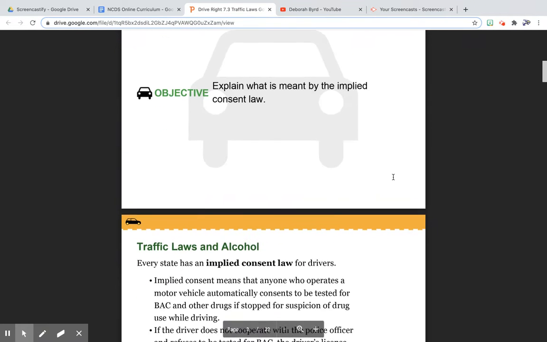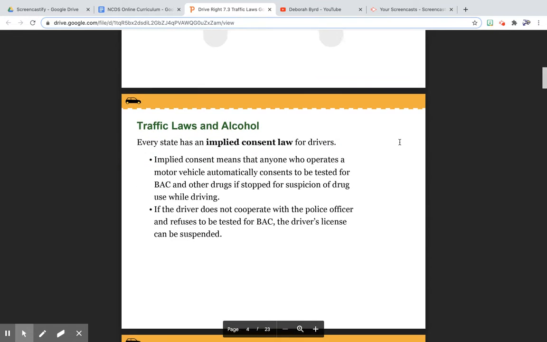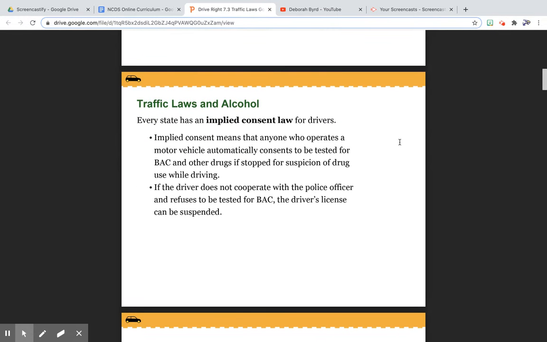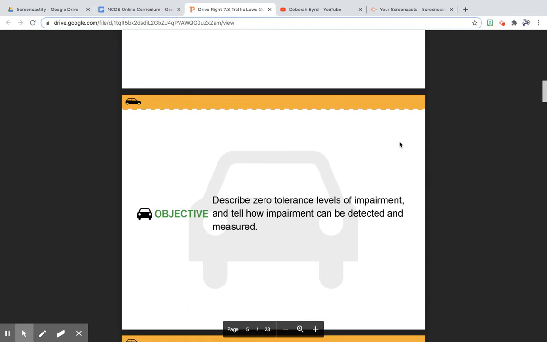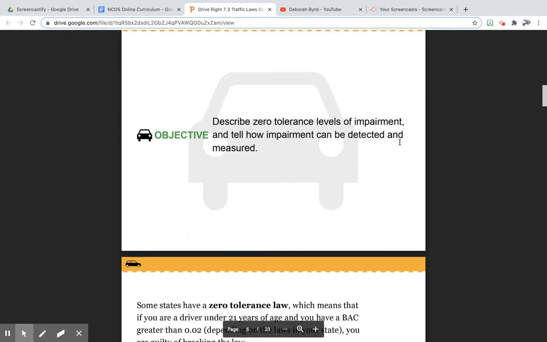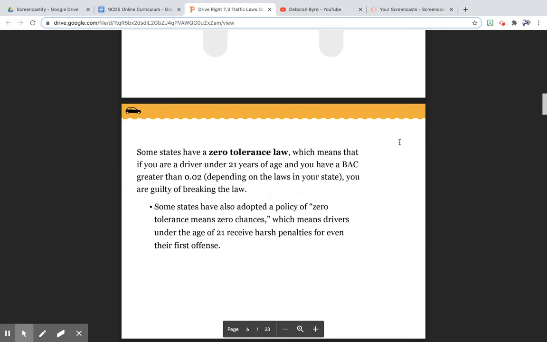What is meant by the implied consent law? Every state has an implied consent law for drivers. Implied consent means that anyone who operates a motor vehicle automatically consents to be tested for BAC and other drugs if stopped for suspicion of drug use while driving. If the driver does not cooperate with a police officer and refuses to be tested for BAC, the driver's license can be suspended.